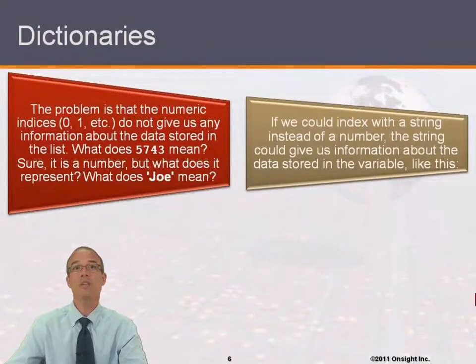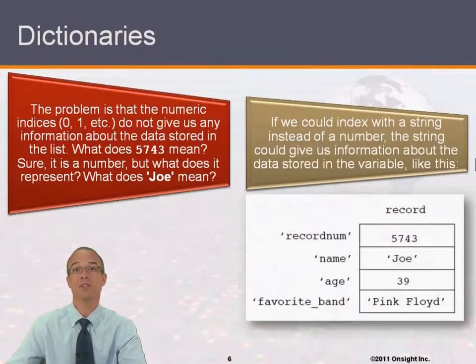So the problem is the index doesn't give me any information about the data. And if we could index with a string instead of a number, the string would give us information about the data, thereby making the data more understandable to us. So enter a dictionary. Here's a pictorial representation of a dictionary.